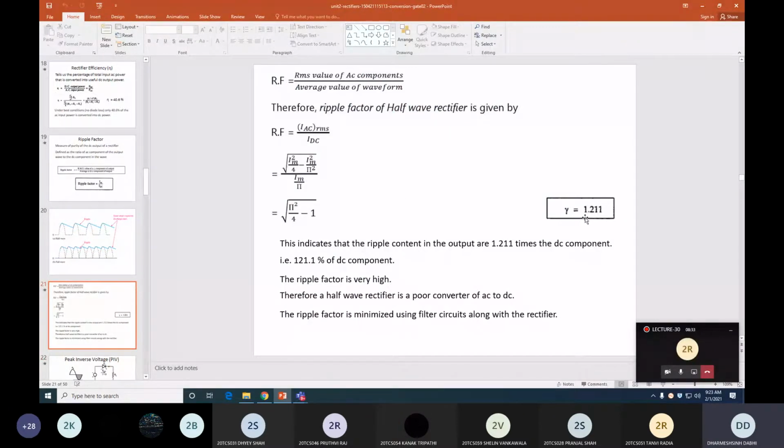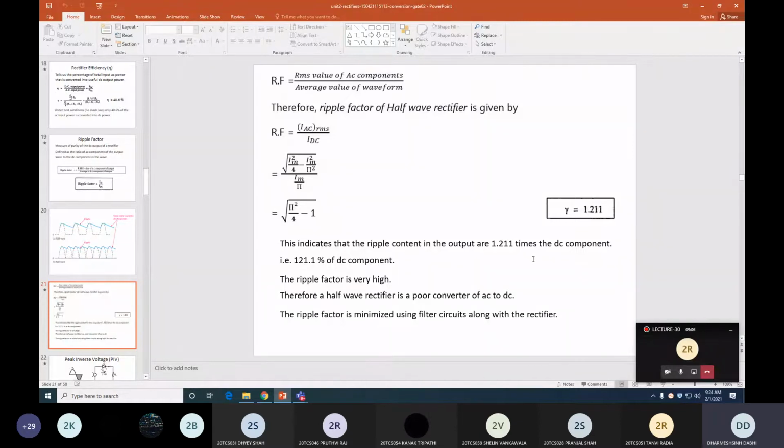So we get the ripple factor 1.21, and if we convert it into percentage, it is 121.1 percent, which is a very high value of ripple factor. So it means the half wave rectifier performance is poor if your ripple factor is very high. Clear? It means that your output contains more AC component, but we actually require pure DC. If your ripple factor is more, it indicates that your output contains more ripple or more AC components. So that's why it is a poor converter for converting AC to DC.